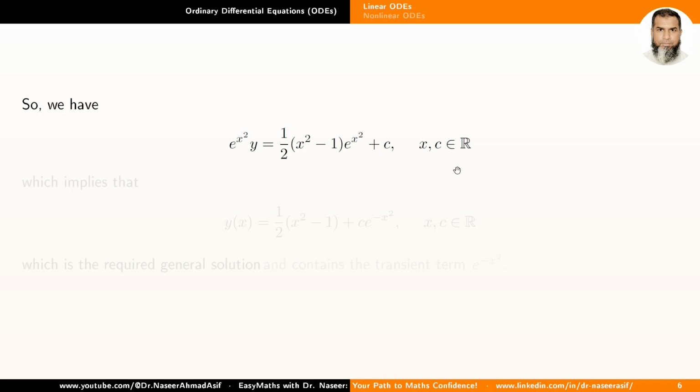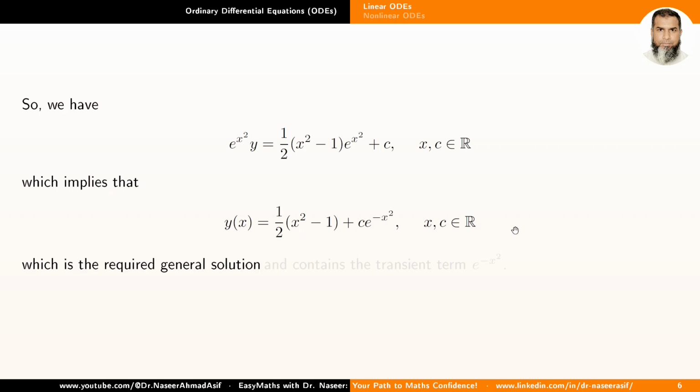Just dividing this by exp(x²), we have y(x) = 1/2 (x² − 1) + c exp(−x²), where x belongs to R and c is an arbitrary constant, which is the required general solution and contains the transient term exp(−x²).